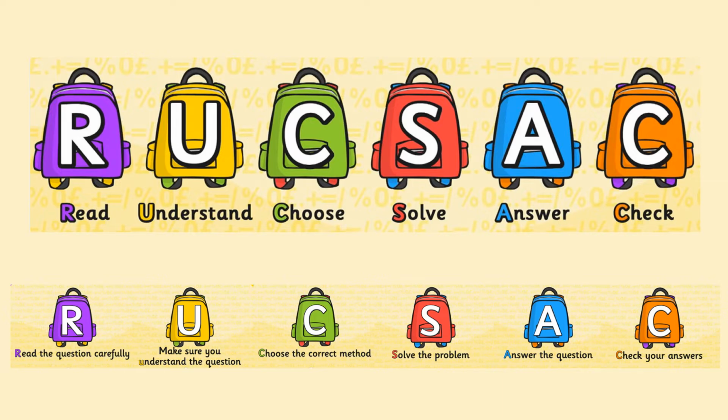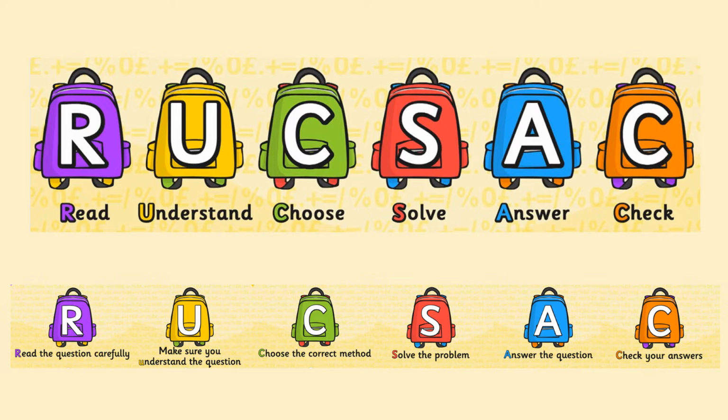It's called the rucksack approach. Now you might already know that a rucksack, it's like a book bag or a backpack that you would carry usually on your back. It's usually spelt with 2 K's, but here this rucksack approach doesn't have K's. It's R-U-C-S-A-C because each of those letters stands for something.